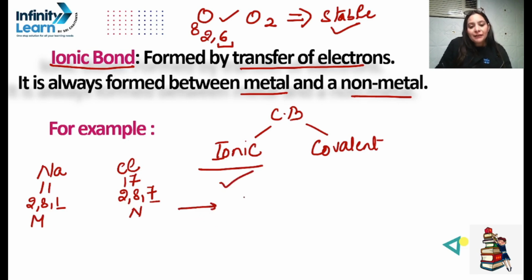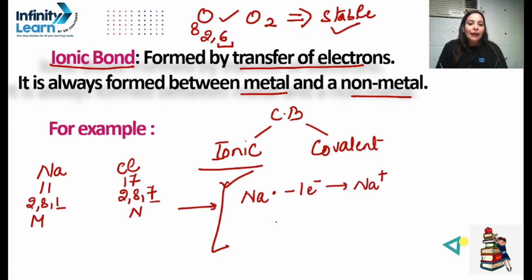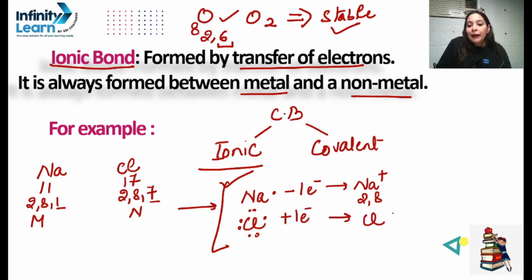So how will you represent it? You will show sodium. It has 1 electron, so in order to be stable, it will lose its 1 electron. After losing it, it forms Na positive, and the configuration would be 2,8. Same way chlorine has 7 valence electrons. It will take 1 electron to complete its octet, and after taking, it will be Cl negative, because electrons would be more in number as compared to protons by 1. That is the reason it has a negative charge.